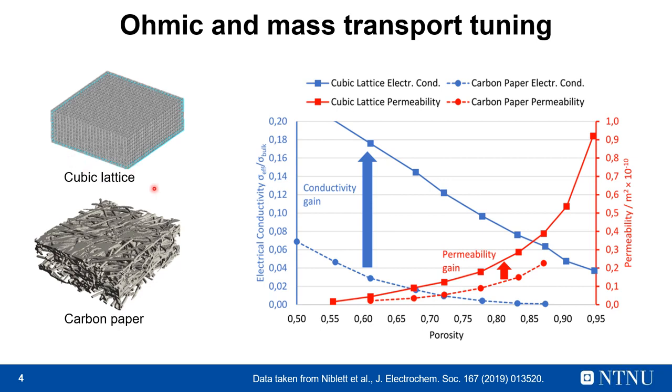By using these ordered structures, we may enhance electron conduction between the bipolar plates and catalyst layer, promote reactant and product transport to and from the catalyst layer, heat transfer, and mechanical support to the membrane. On the graph to the right, we can see a traditional gas diffusion layer and a cubic lattice gas diffusion layer, and we can see the conductivity gain and permeability gain is notable.